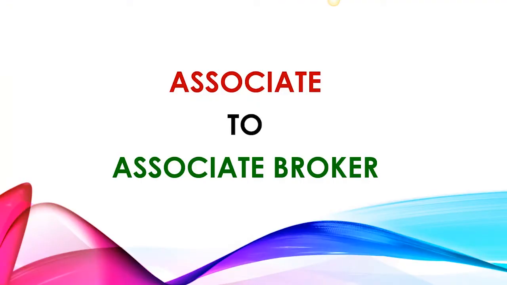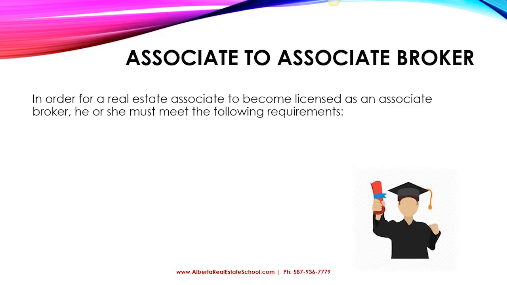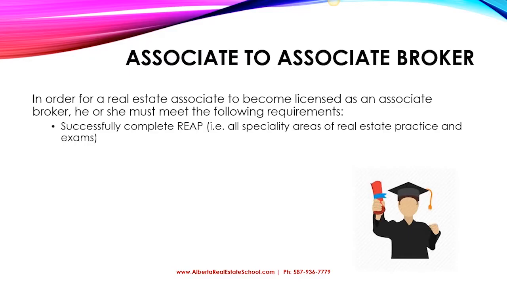So how does one go from being an associate to becoming an associate broker? In order to become an associate broker, the associate must meet the following requirements. They have to successfully complete the REAP program. Now, in this case, they have to complete all the specialty areas of the real estate practice. That means they have to take residential, commercial, rural, and property management courses.